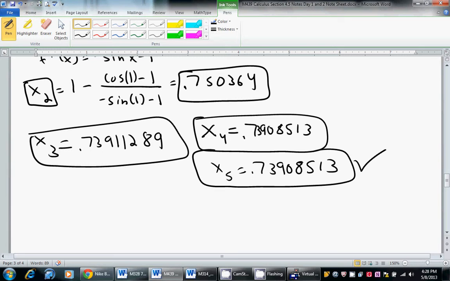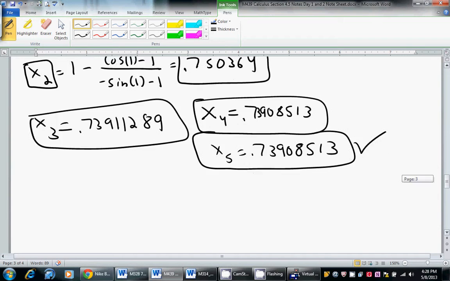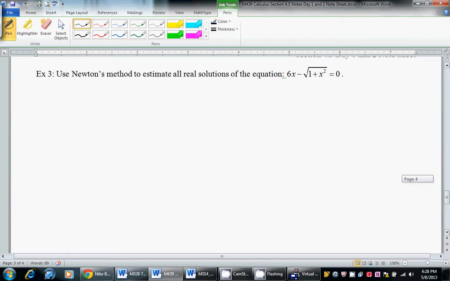Okay, let's do one more. Use Newton's method to estimate all real solutions of the equation 6x minus radical 1 plus x squared equals 0. Now, that is my f of x, right? 6x minus radical 1 plus x squared. I'll find the derivative in a second here, but the question becomes, what is x sub 1 going to be equal to? Right? I'm not given any information here.